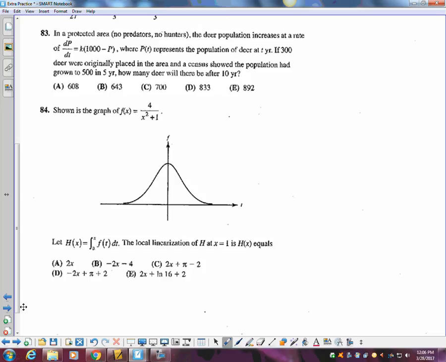Okay, so in a protected area, no predators, no hunters, the deer population increases at a rate of, now notice it's dP/dt. P is the population, so it's the change in the population. It's increasing. There's your constant k, 1,000 minus P. Again, P is the population of deer. T is your years. If 300 deer were originally placed in the area and a census showed the population had grown to 500 in 5 years, how many deer will there be after 10 years?